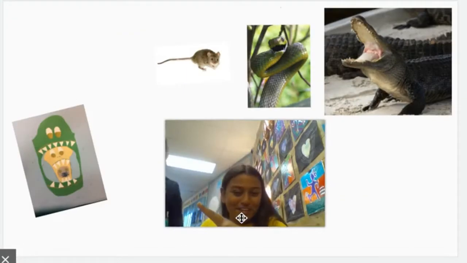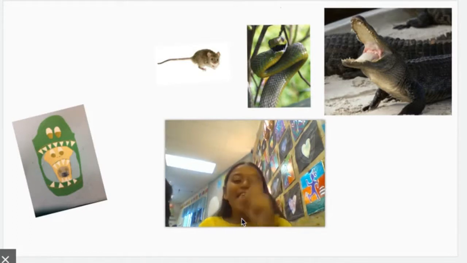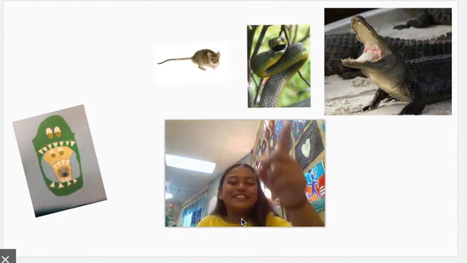This is my food chain. In my food chain, I have the alligator, the snake, and the mouse. The alligator eats the snake, and the snake eats the mouse.